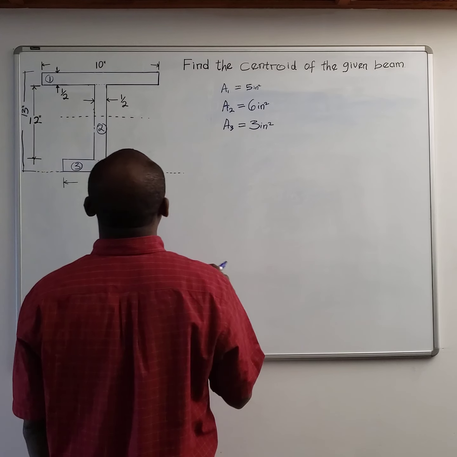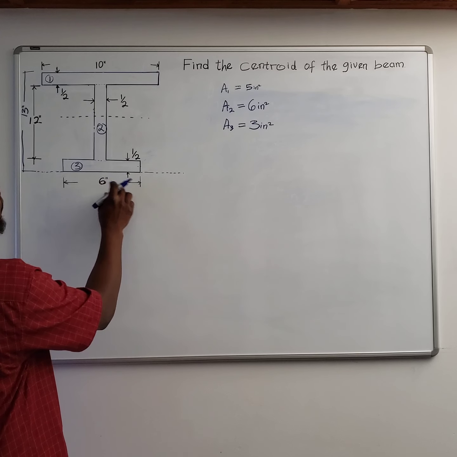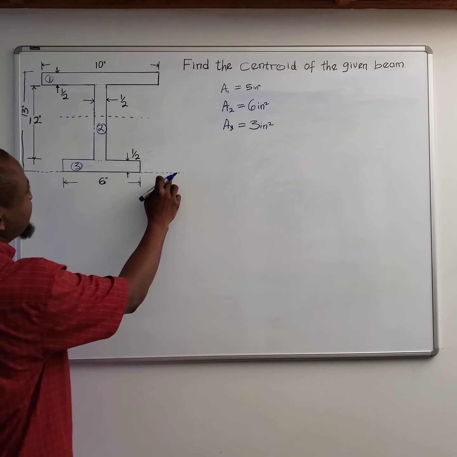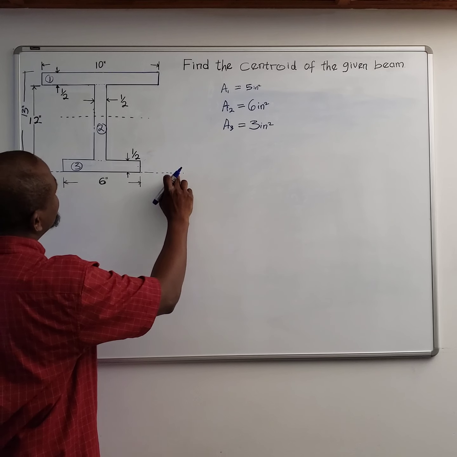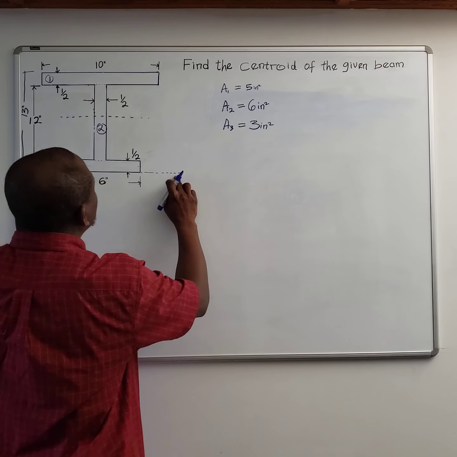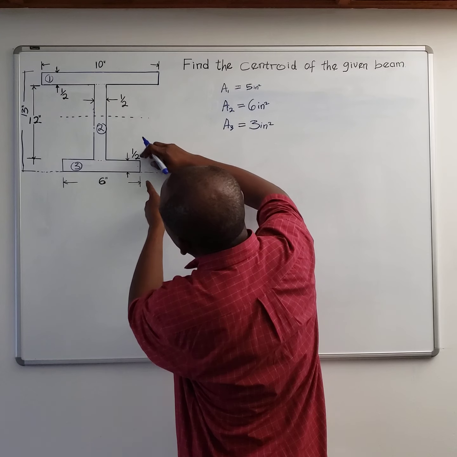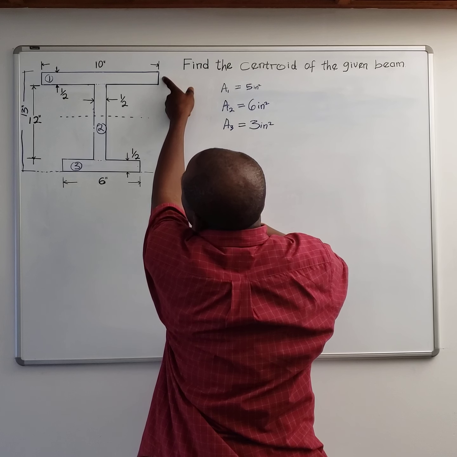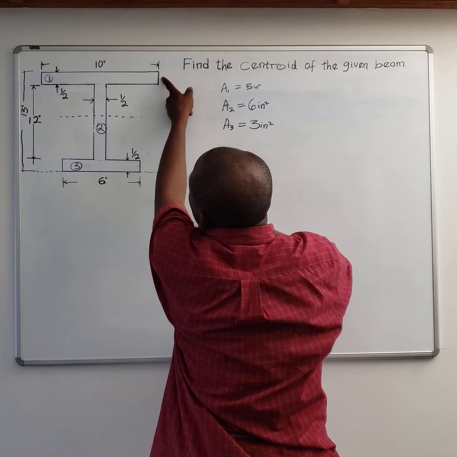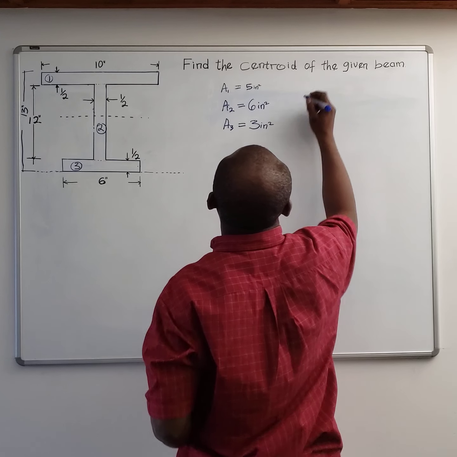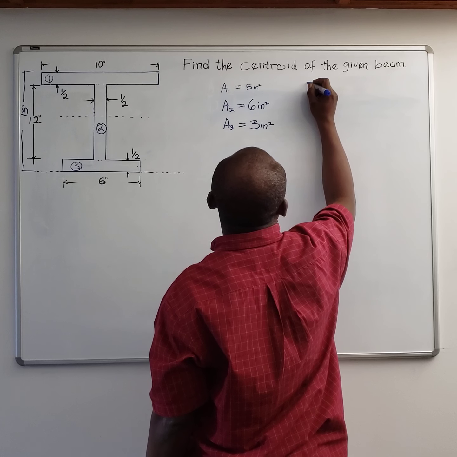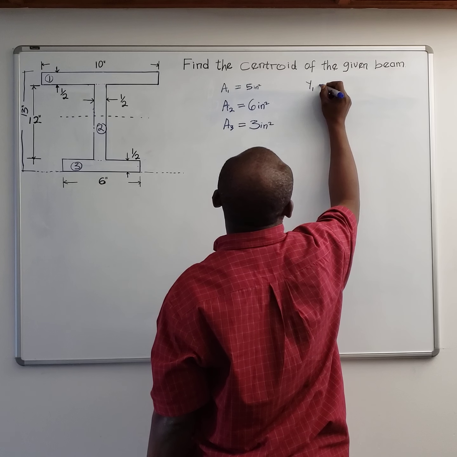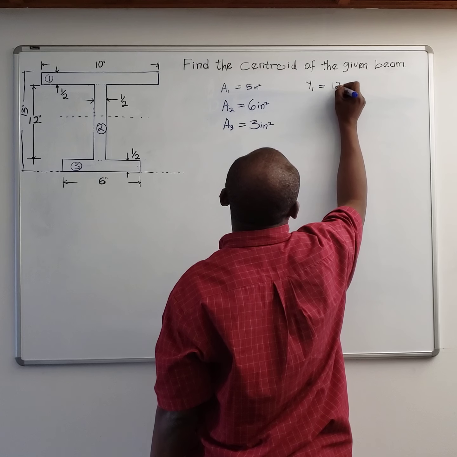So now we want to find the centroid of each of the shapes. For shape 1, like I said, this is our reference point. So that was the centroid of this shape from this point. That would be this half inch plus this 12 inch plus half of this half inch. So that would be 12.75. Let's call it y1. Y1 will be 12.75.